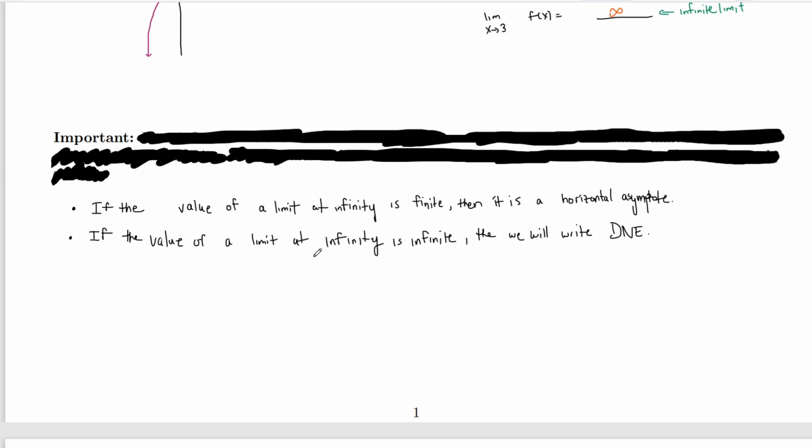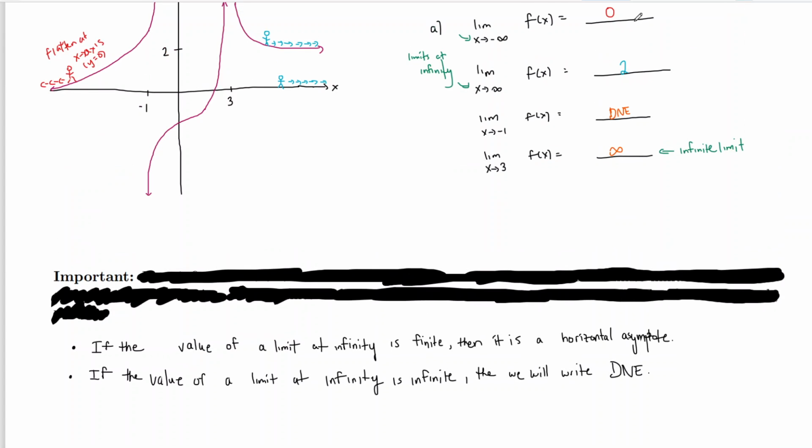All right, so something important that I wanted to add in, I pretty much said this already. If the value of a limit at infinity is finite, now both of these up here are finite, 0 and 2, the limits at infinity are finite, then it is a horizontal asymptote. So to relate this, what I would say here is for this graph, I have 2 horizontal asymptotes because these are 2 different numbers. If they were the same number, I would just consolidate it together and say it's 1. But this graph here has 2 horizontal asymptotes.